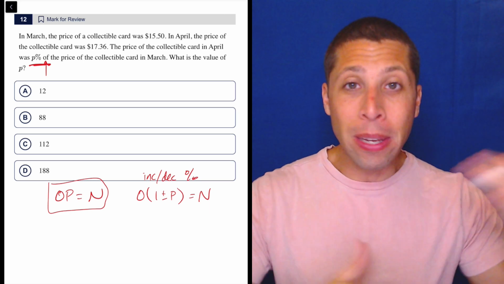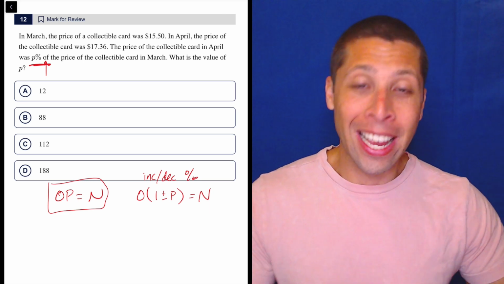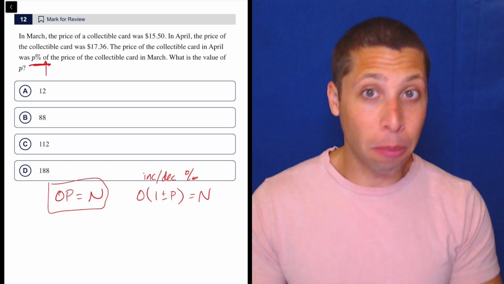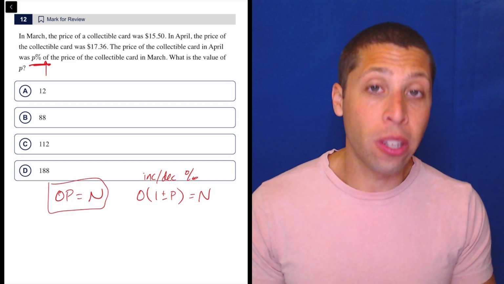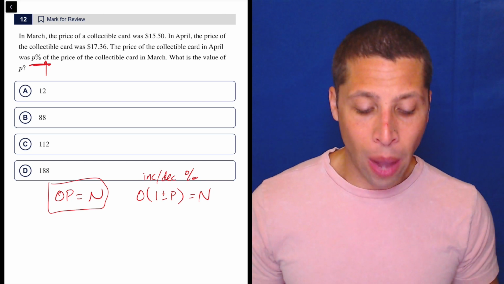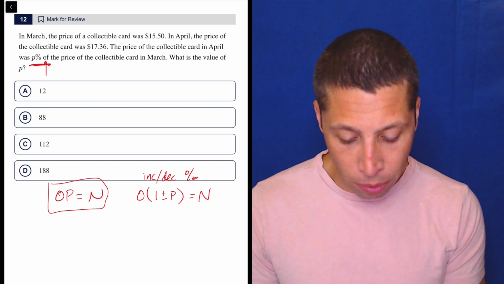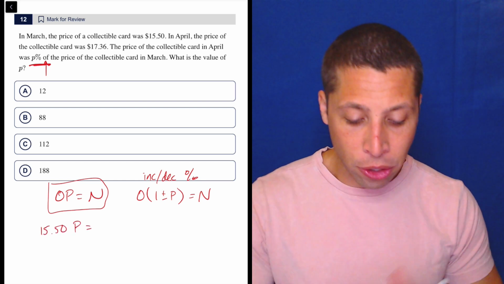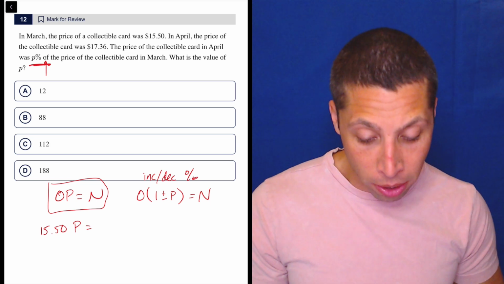So if you've been trained in these OPE formulas, then that is probably obvious to you. I hope that is obvious to you, because now it's going to completely affect our answer if we're using this formula instead of the other one. So how does it work? Well, O stands for the original amount, so that's $15.50. P is the percentage, and we're taking a percent of the price in March.